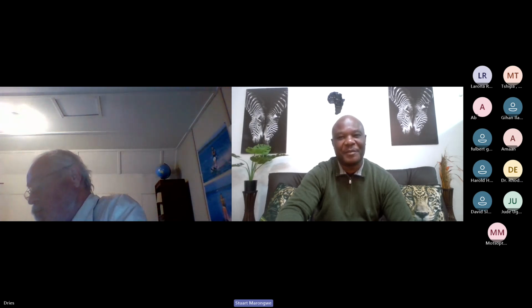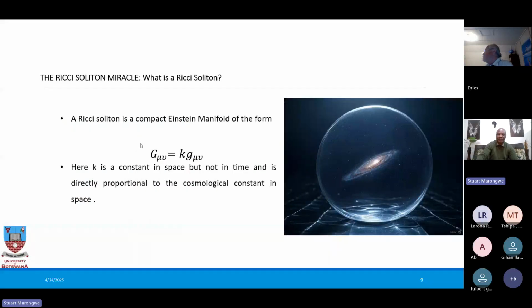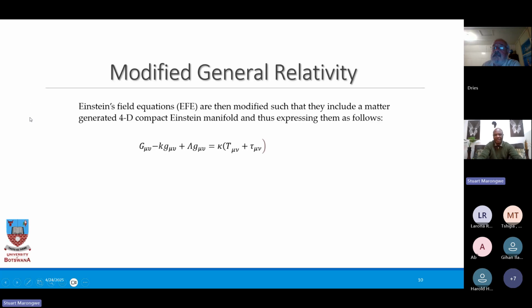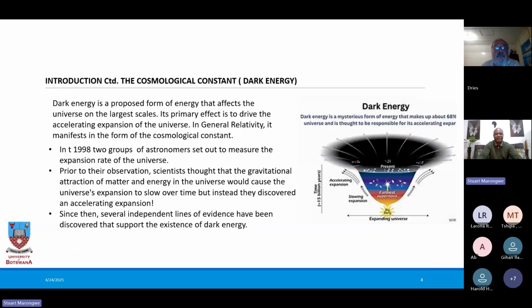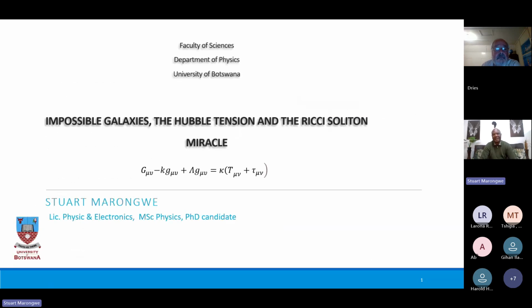I take it that everyone participating in this presentation is very much interested in astrophysics or astronomy or both. So my presentation today is about one of the cosmic mysteries, especially at cosmological level. Like Dr. Tsipa introduced, my topic is impossible galaxies, the Hubble tension, and the Ritchie-Soliton miracle. So it's based on this equation you can see.